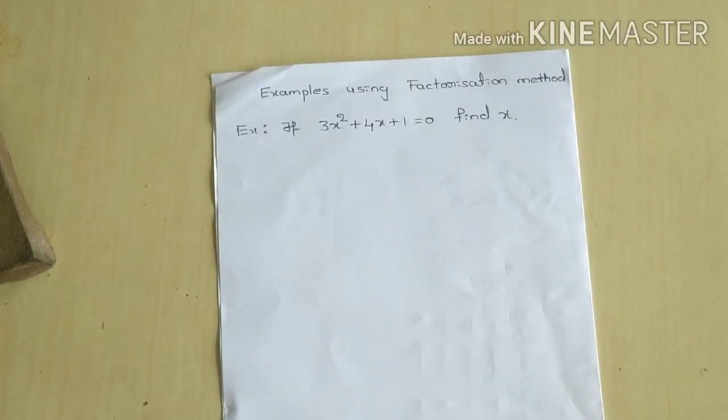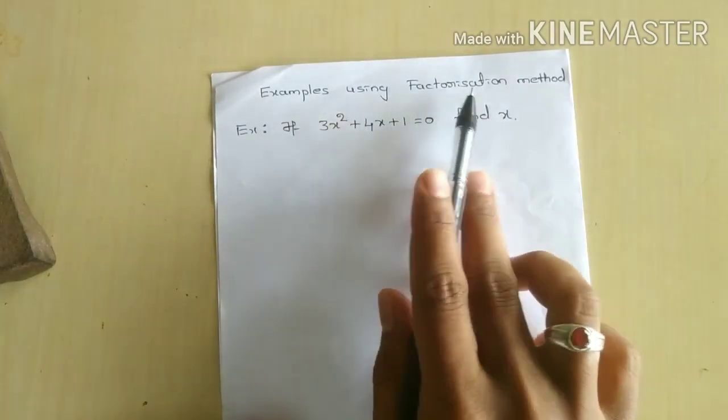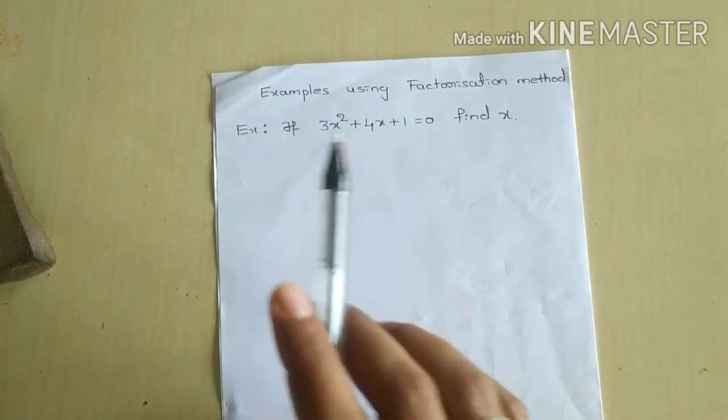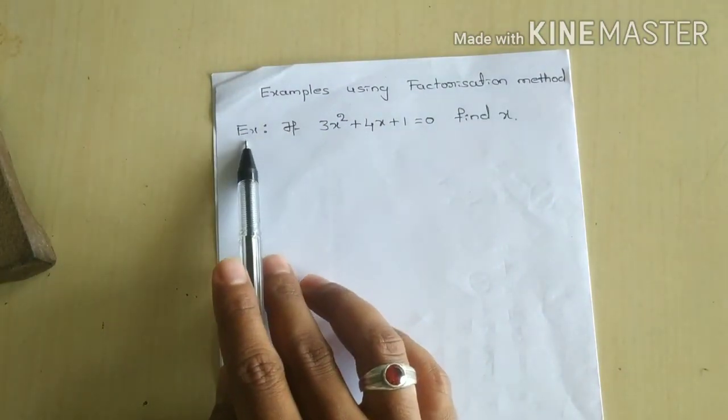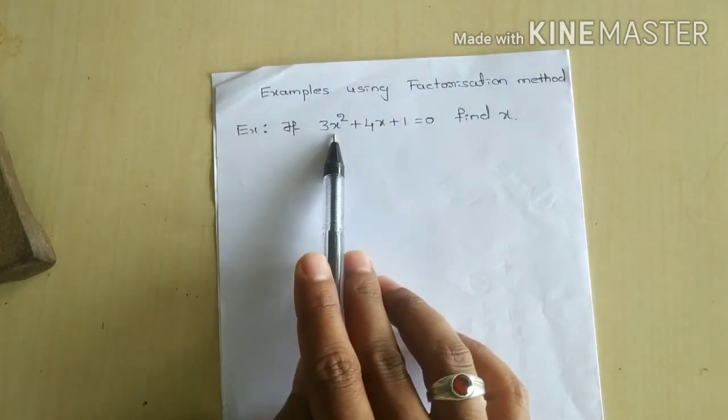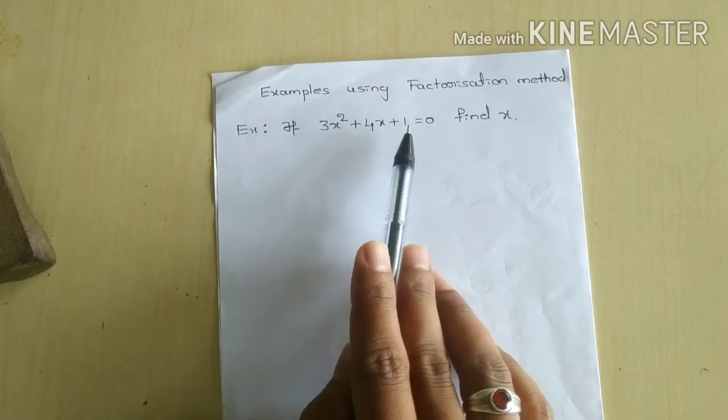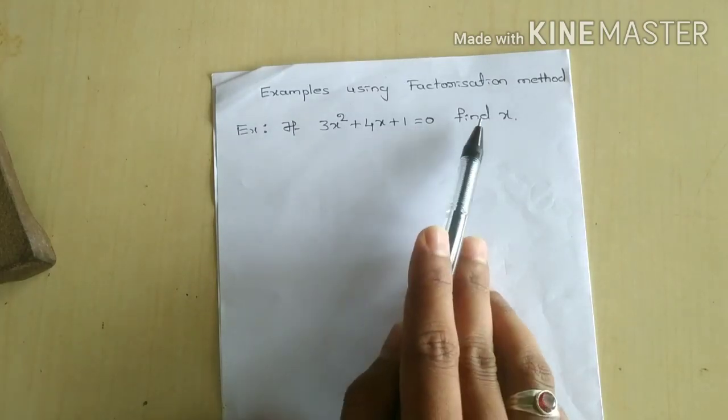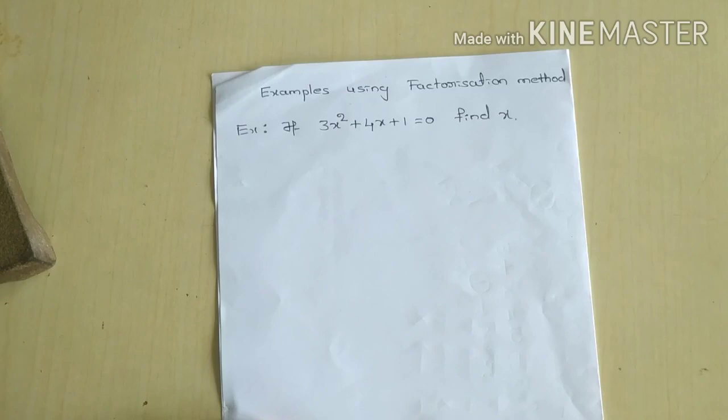Hello everyone. In this video we will discuss some more examples using the factorization method. The example is: if 3x² + 4x + 1 = 0, find x.